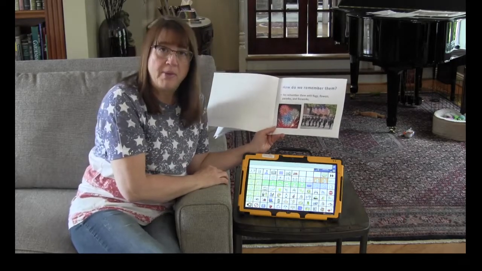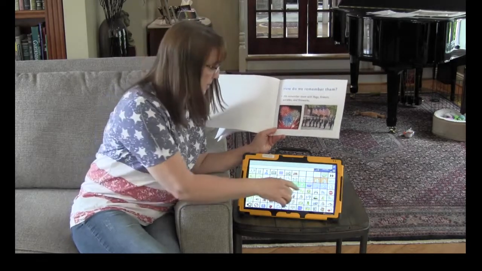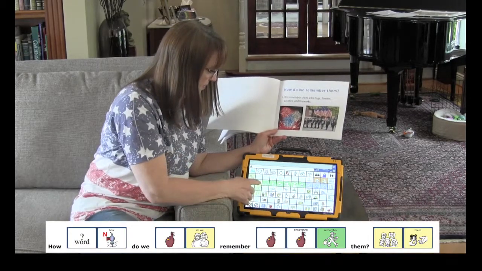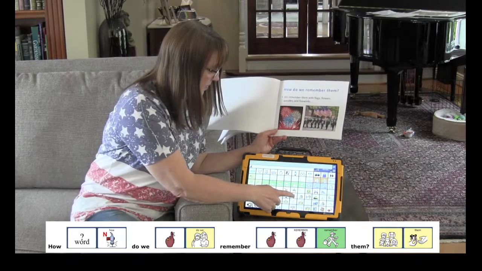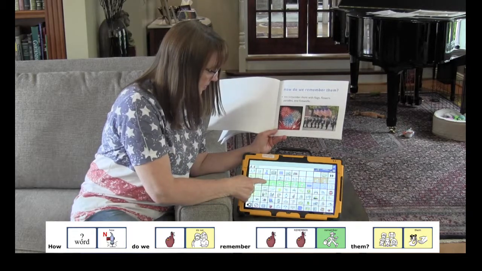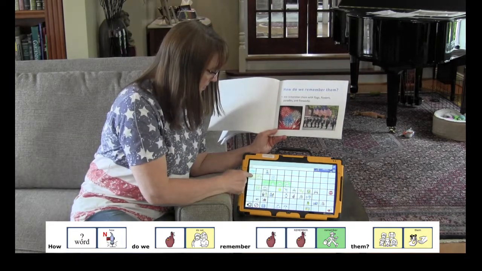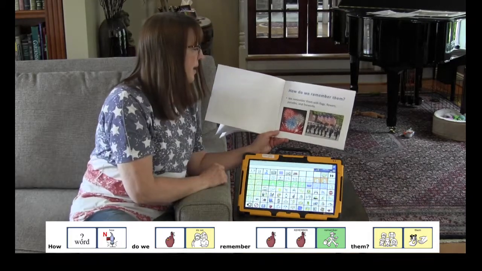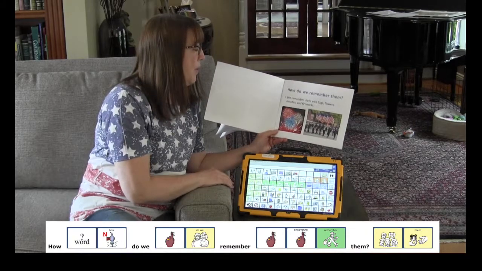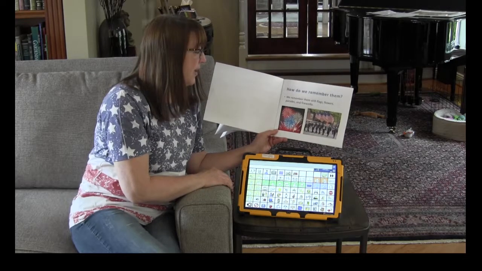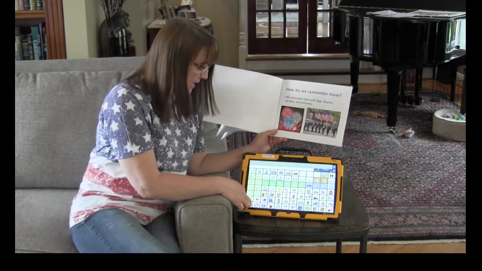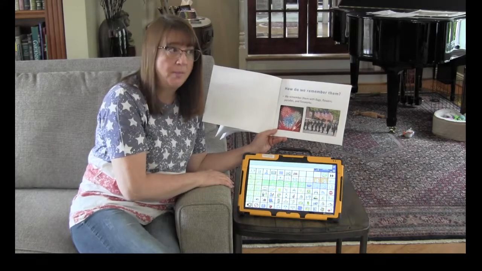How do we remember them is another question we could ask. How do we remember them? We remember them with flags, flowers, parades, and fireworks. I think that the fireworks are my favorite.